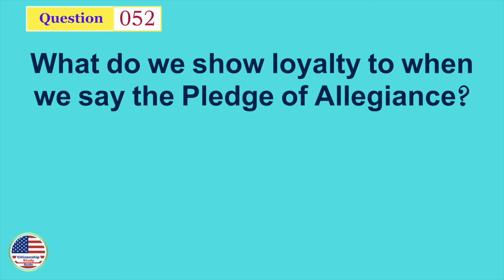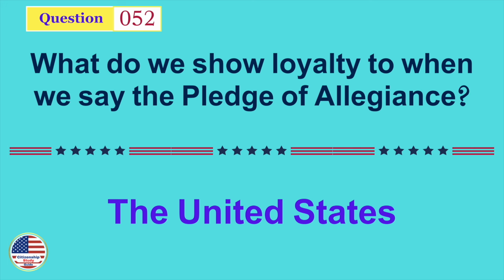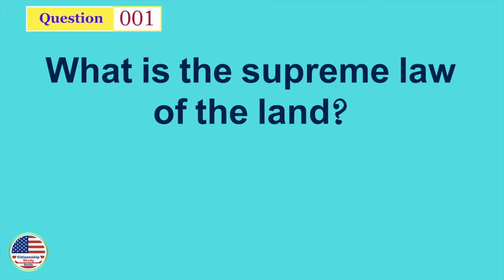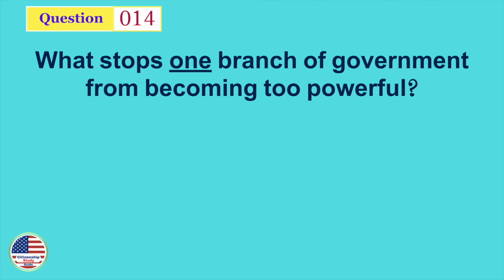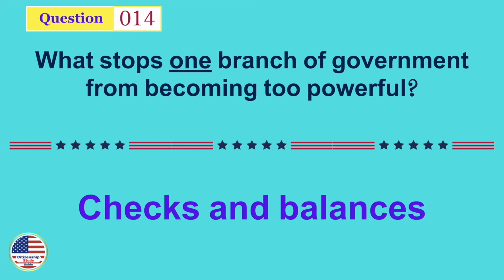What do we show loyalty to when we say the Pledge of Allegiance? The United States. What is the supreme law of the land? The Constitution. What stops one branch of government from becoming too powerful? Checks and balances.